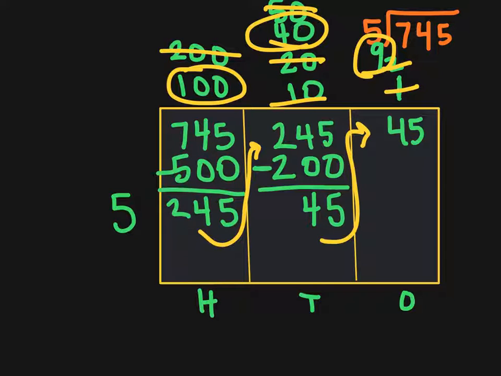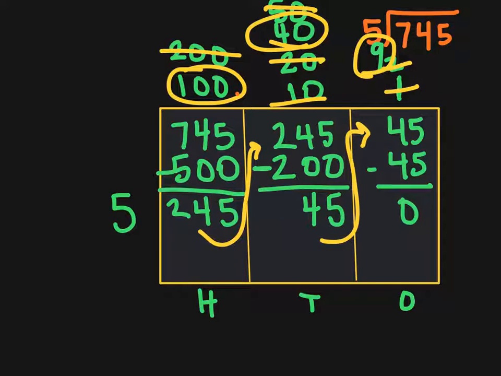I am using 9 times 5. So I'm going to go ahead and put 9 times 5 is 45. That's the total. And I'm going to subtract. And 45 minus 45 is 0. But now I'm not done. I have one more step.